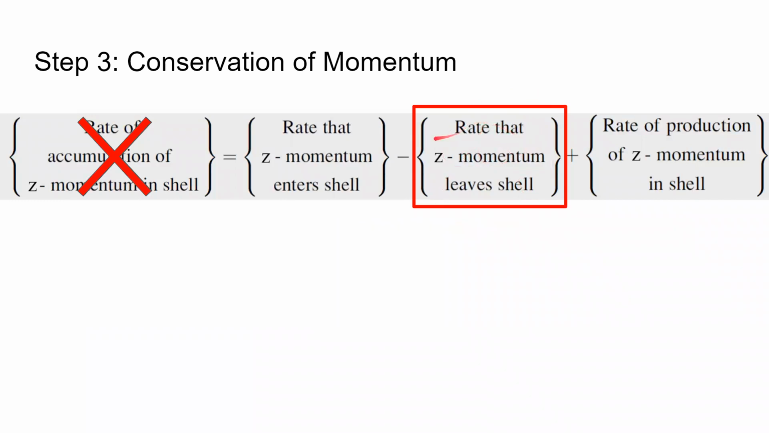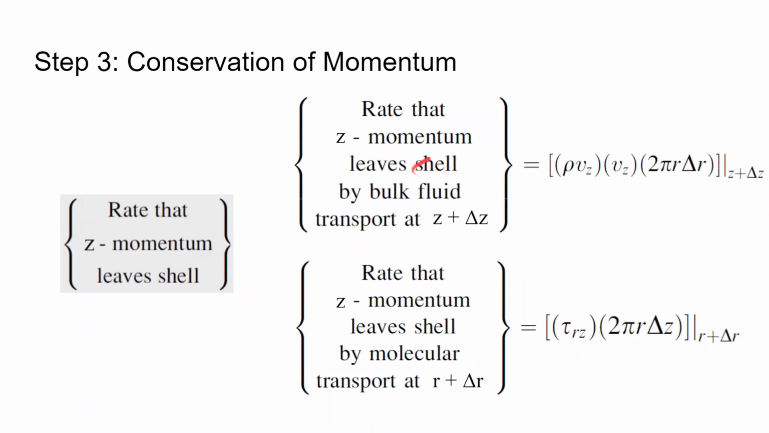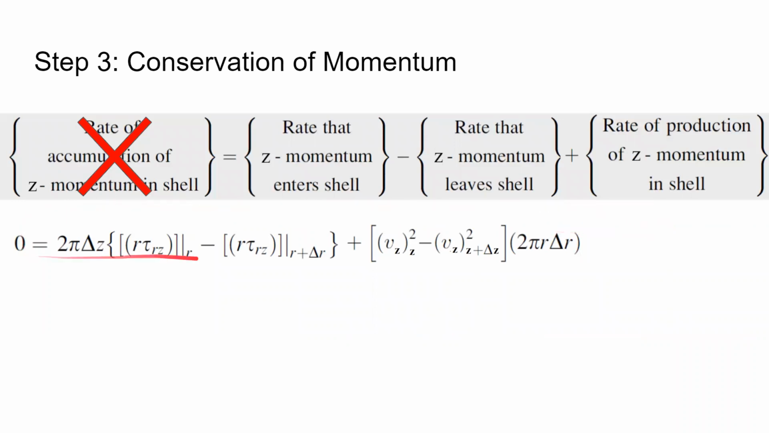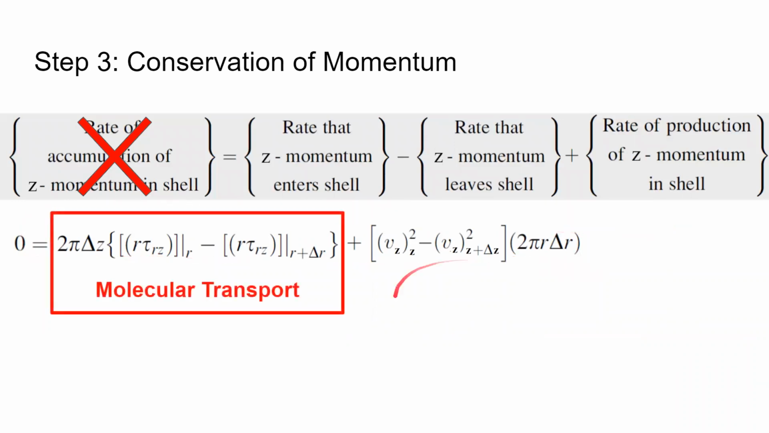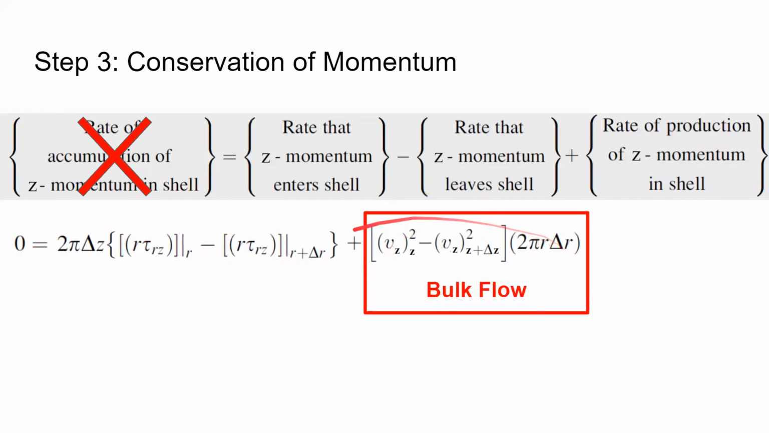Great. And then for the rate that momentum leaves the shell, it's similar. We have the rate momentum leaves by bulk fluid transport at Z plus delta Z. And then we have the rate that the Z momentum leaves by molecular transport at R plus delta R. And we have these right here, rho V, V, and then cross-sectional area at Z plus delta Z. And then we have tau times cross-sectional area at R plus delta R. Great, so putting that back into our conservation of momentum statement, once again, to solidify our understanding, we have molecular transport terms right over here, and then we have our bulk flow terms right over here.